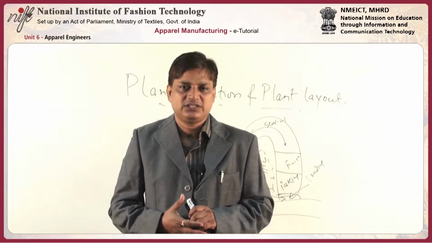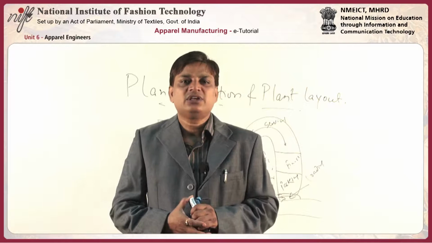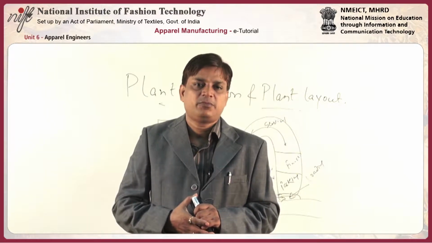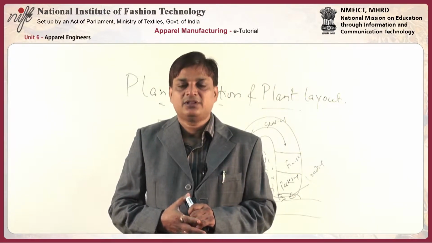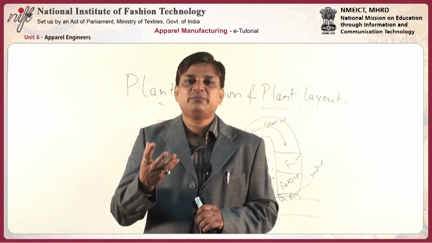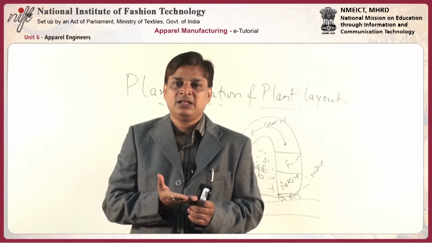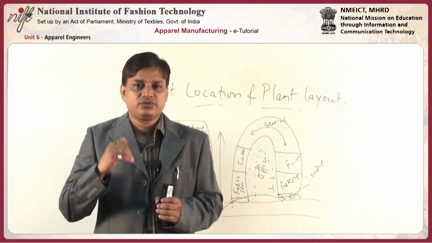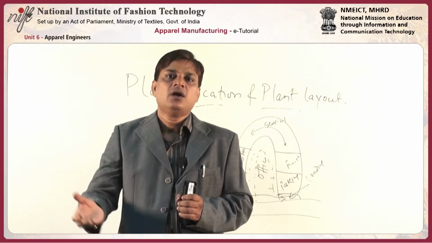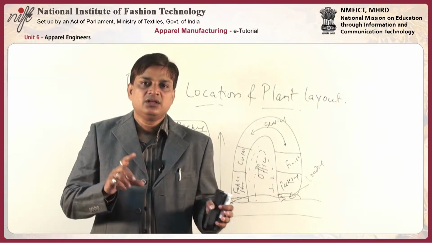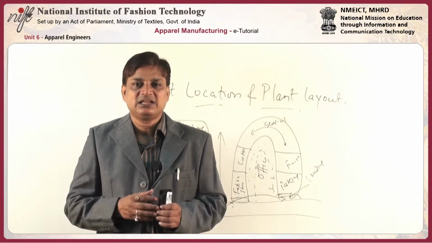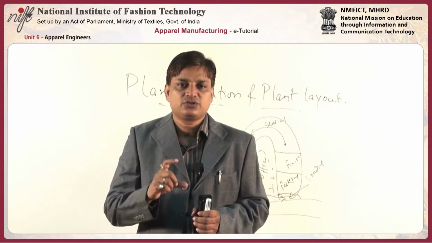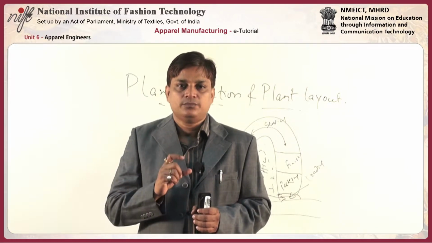So the next question comes, what is an ideal location where we should have the factory? An ideal location is one where the cost of the product is kept to a minimum. The product cost has to be kept to a minimum. That is the main mantra. Whether we are going to increase productivity, increase efficiency, or reduce the cost of production, whatever the way, the cost of the product has to be kept low.